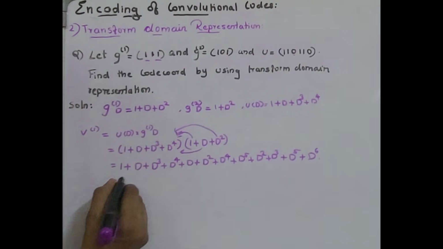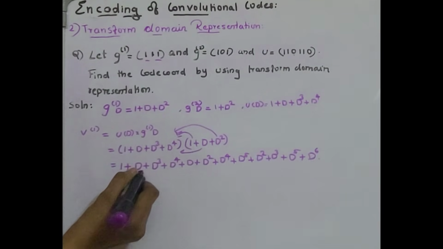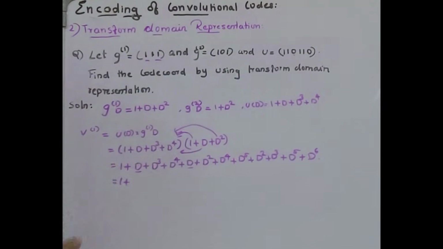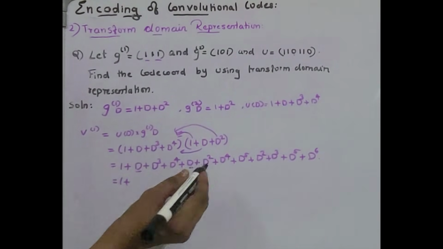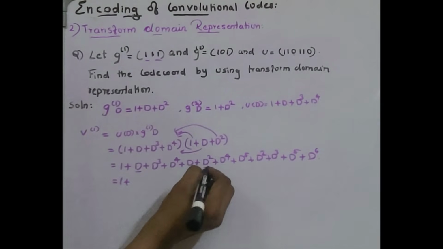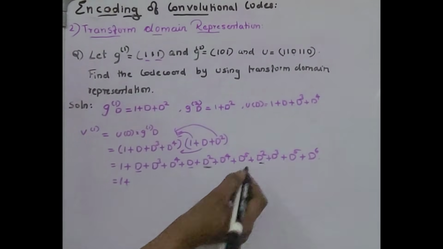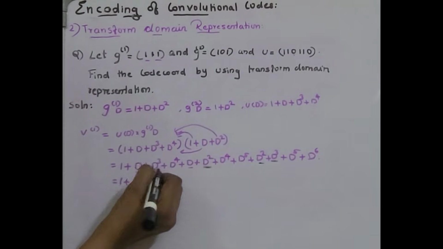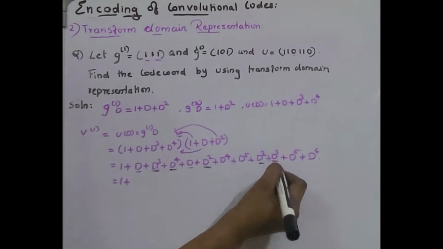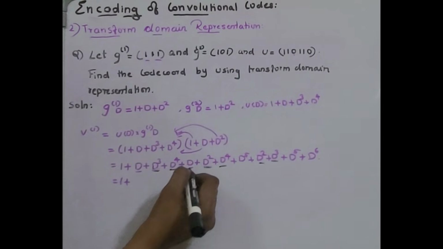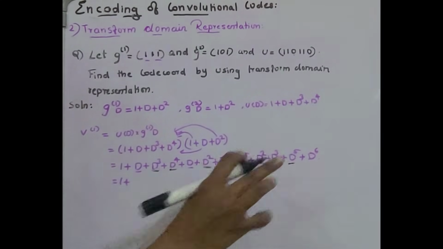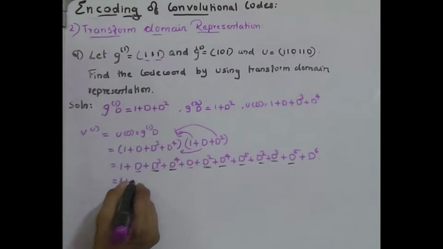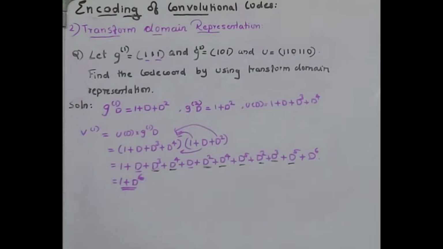So we have 1 plus, we have 2 d's, so d plus d will become 0. Then d square plus d square will be 0, d cube plus d cube will be 0, d raised to 4 plus d raised to 4 will be 0, d raised to 5 plus d raised to 5 will be 0. Then we'll have d raised to 6 here. So 1 plus d raised to 6. This is the polynomial 1 plus d raised to 6.